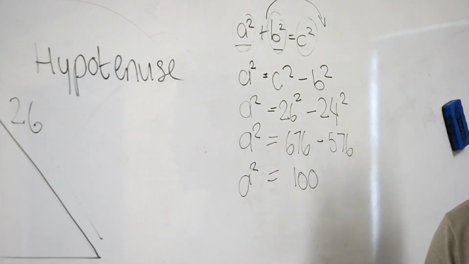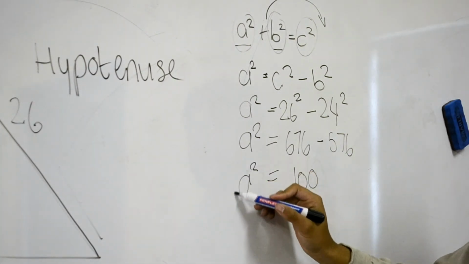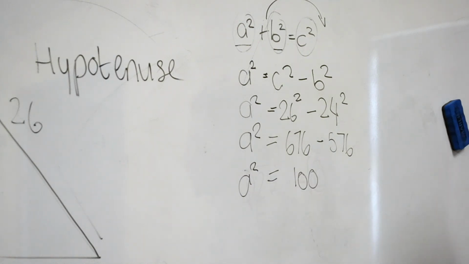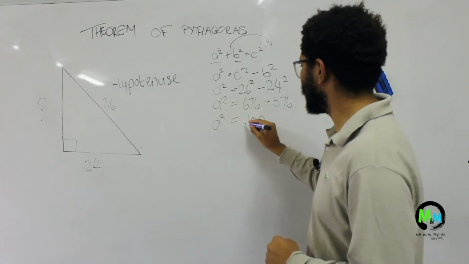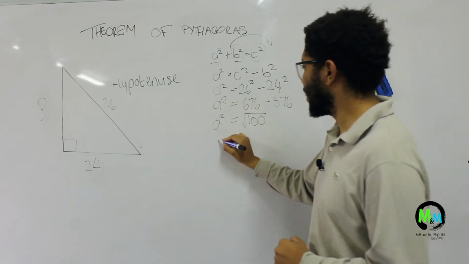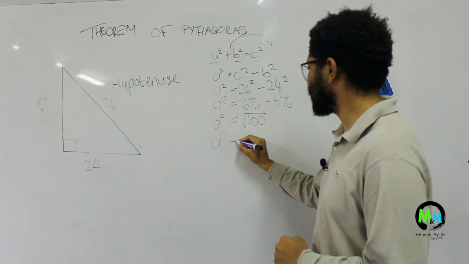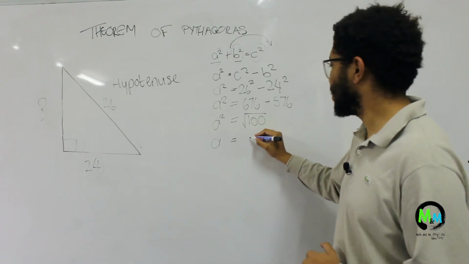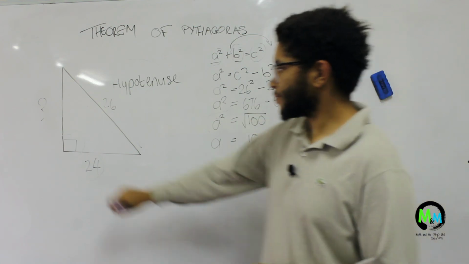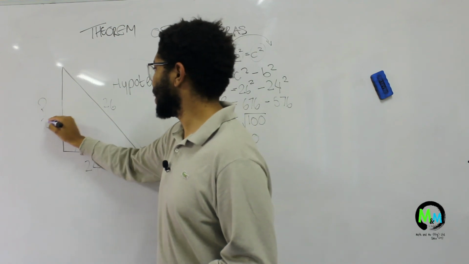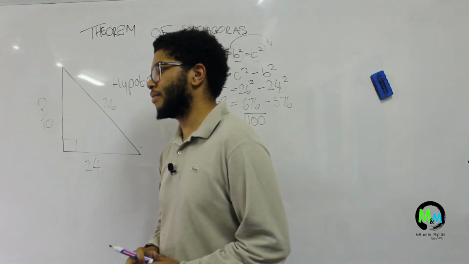Okay, once again remember, we are trying to find a and not a squared, so we need to square root both sides. If I square root a squared and I square root 100, I'm left with a on the left hand side, and the square root of 100 is 10. Therefore my unknown side a is 10.